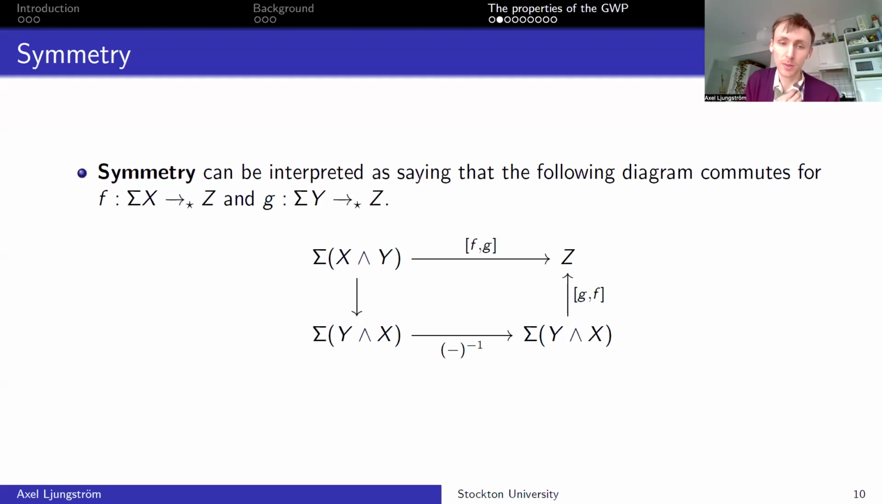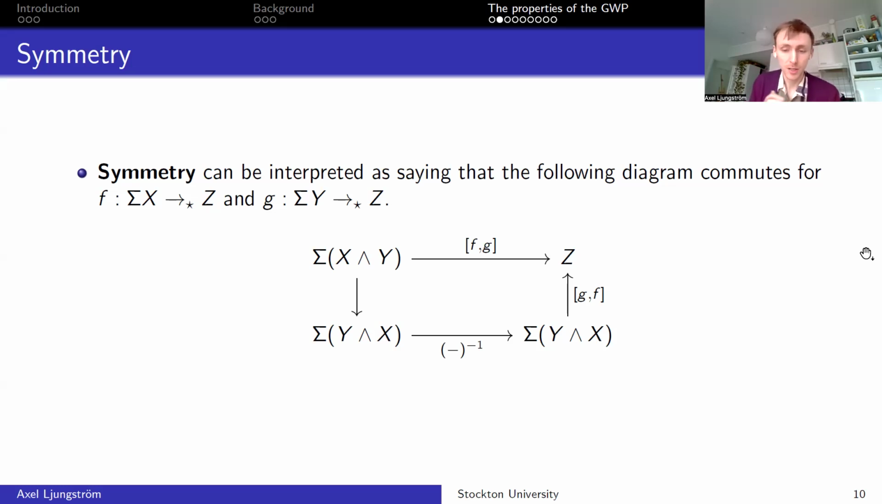When stating symmetry, we need to be a bit more careful. For symmetry, we want to compare f bracket g with g bracket f, up to a sign. But the issue is that the domain of g bracket f is of this form, and the domain of f bracket g is of this form. So we need to make sure to apply this correction equivalence, which just swaps the smash product involved. So symmetry can now be reduced to this diagram commuting.